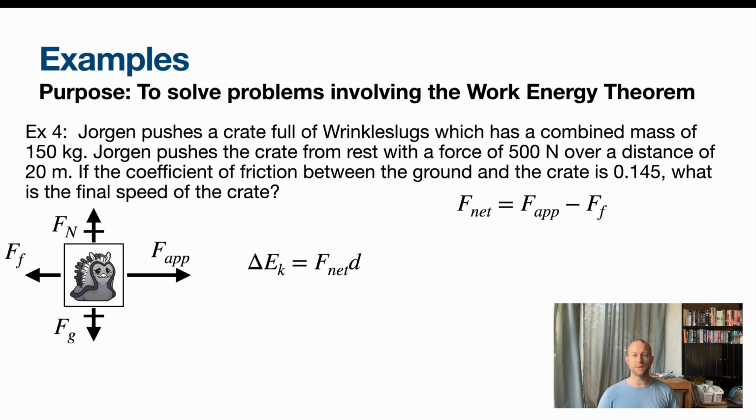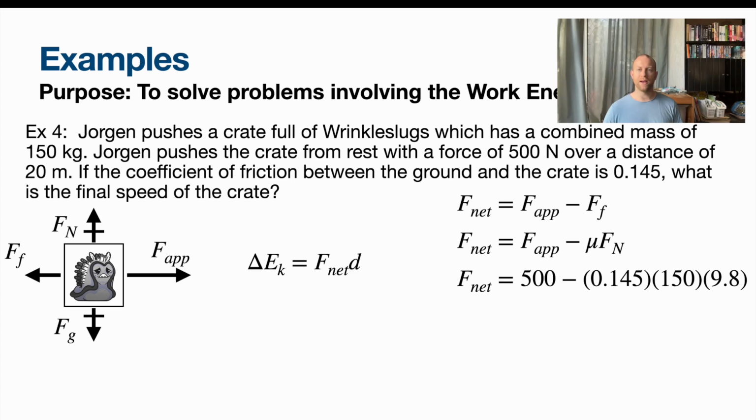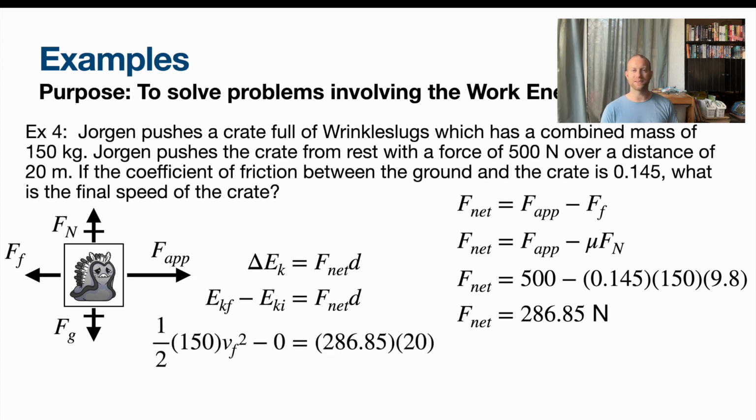I'm told the force applied is 500. I don't know the force of friction, but you know the equation for it. So mu Fn, the normal force is equal to force of gravity, so it's m times g, and we've got the F net. Now we go back to the work energy theorem. So change in kinetic energy, this is just final minus initial, and that's equal to F net times d. My initial kinetic is going to be 0 because I started at rest, or Jorgen started at rest. So now you can plug in your numbers and solve for VF.